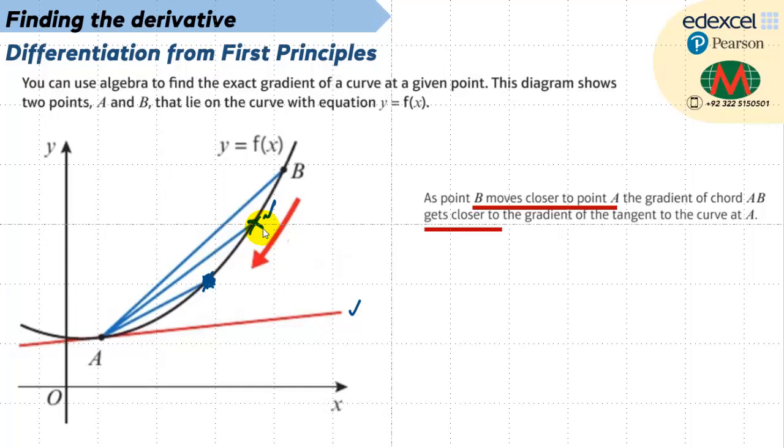In the same way, if this point keeps on coming towards A and it is over here, and we try to find the gradient of this line, the gradient will be even closer to the gradient of the tangent line. So if it is over here, the gradient of this line will be more closer to the gradient of this tangent line.